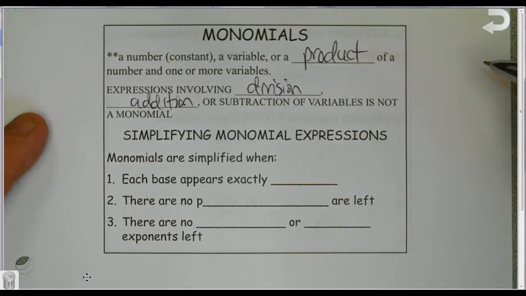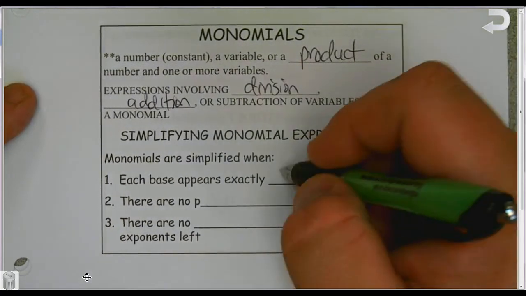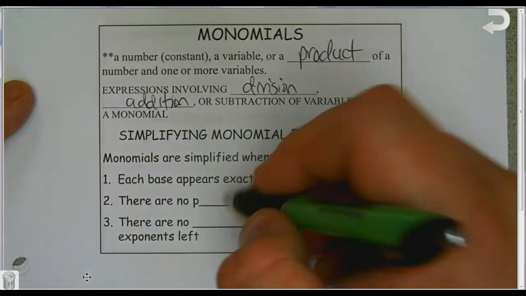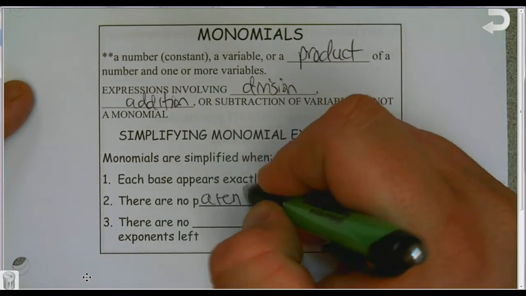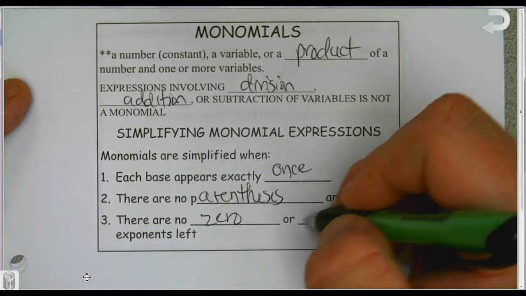One of the things we have to keep up with is that we need to make sure we can simplify monomials. Monomials are simplified when each base appears exactly once, there are no parentheses left, and there are no zero or negative exponents left.